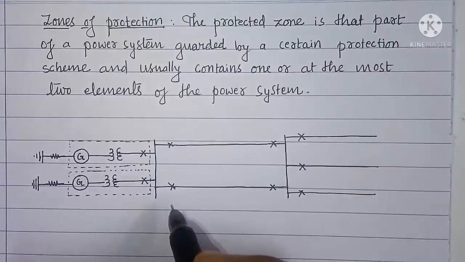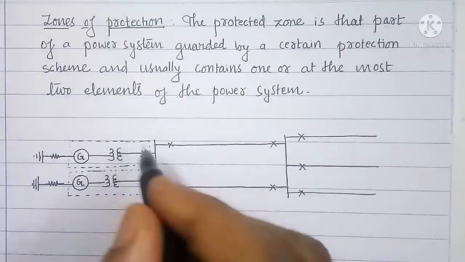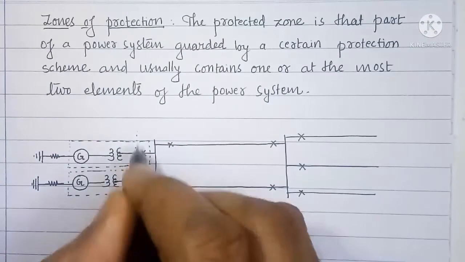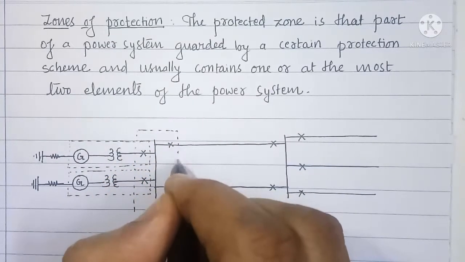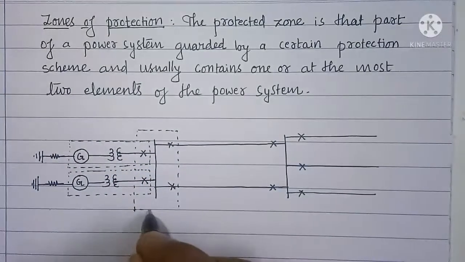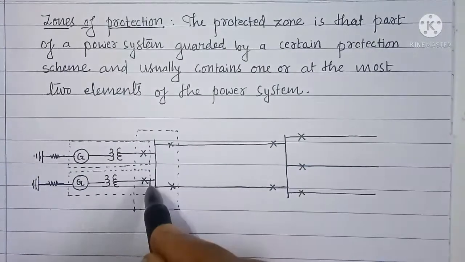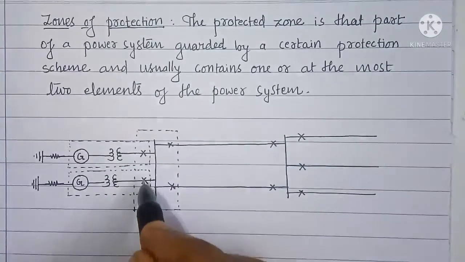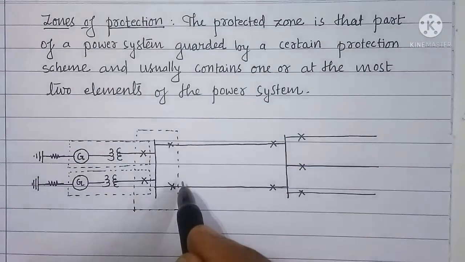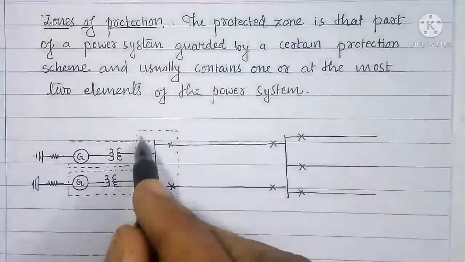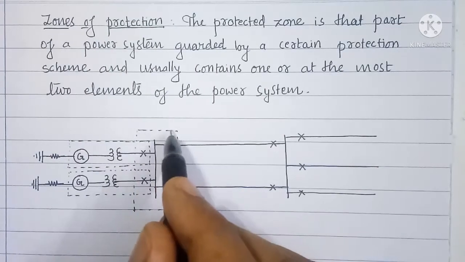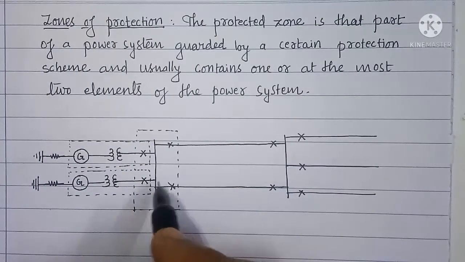Next, the bus bar is to be protected against any fault occurring on it. So, we will show here one zone of protection for the bus bar. If any fault occurs on the bus bar, then that bus bar must be disconnected from both generators and also the transmission lines. So, the protection scheme associated with the zone of protection shown here for the bus bar does that job.